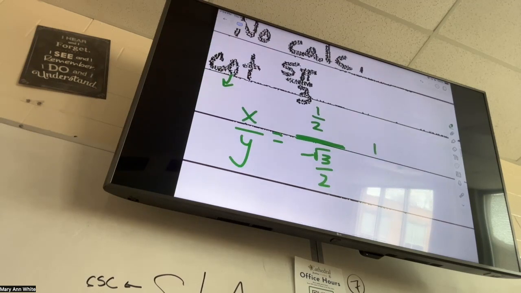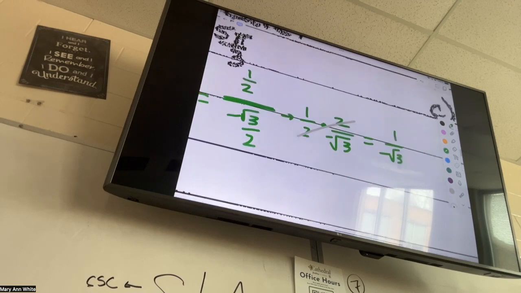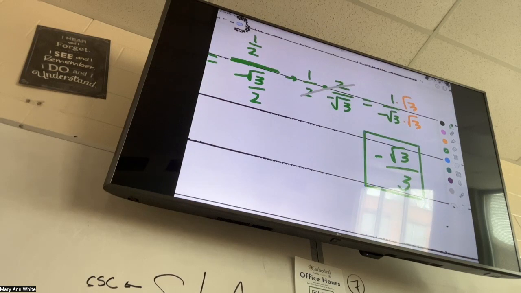Okay, we played around with this the other day. Remember, if you've got a fraction, we're going to multiply by the reciprocal of the denominator. We're going to cancel out those 2's. So I get 1 over negative root 3. And I do want us to rationalize, so multiply by root 3 on top and bottom. So we get negative root 3 over 3.